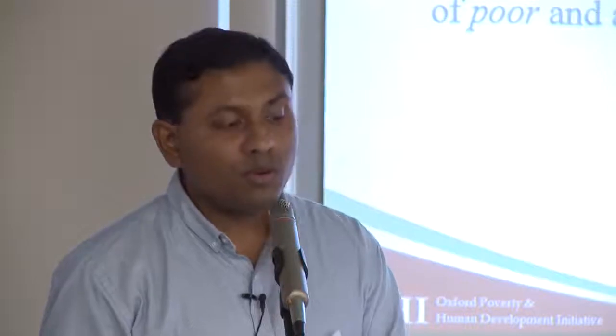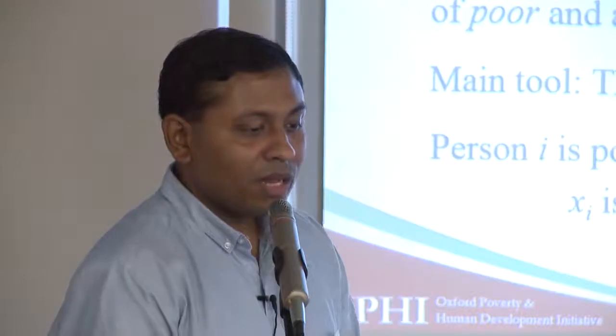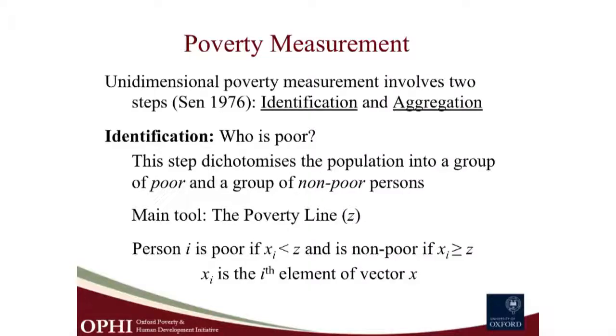And this step dichotomizes the population into a group of poor and a group of non-poor persons. The main tool used here, and you all have heard and used it so many times, is the poverty line, a very controversial decision. Person i is identified as poor if the overall achievement, which is total income or total consumption expenditure, lies below that particular poverty line, and non-poor if it lies equal or above the poverty line. That's the idea. That's how the poverty line is used.